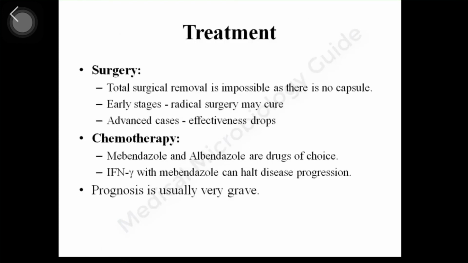So, the treatment includes total surgical removal, but it's often impossible as there is no clear margin. In early stages, radical surgery may cure the disease. In advanced cases, the effectiveness of surgery drops. Chemotherapy is given following surgery. Mebendazole and albendazole are the drugs of choice. IFN gamma with mebendazole can halt disease progression. Usually, the prognosis is very grave.